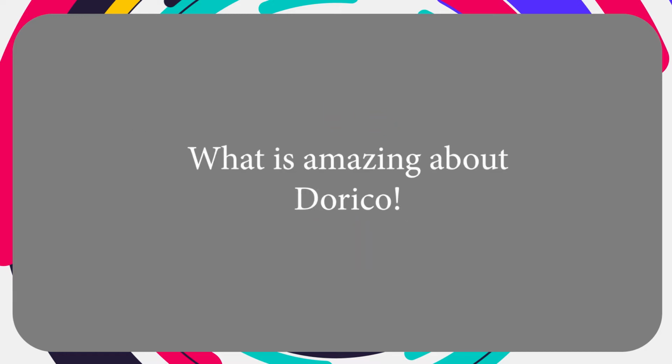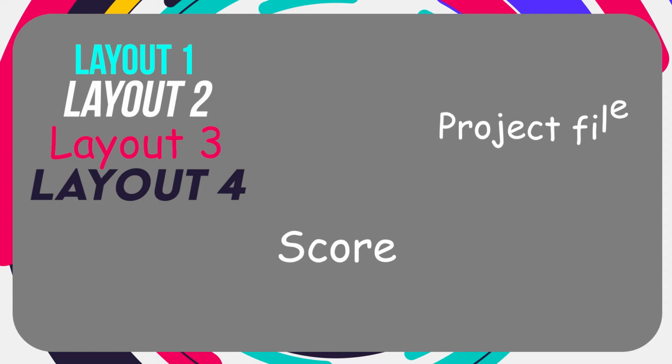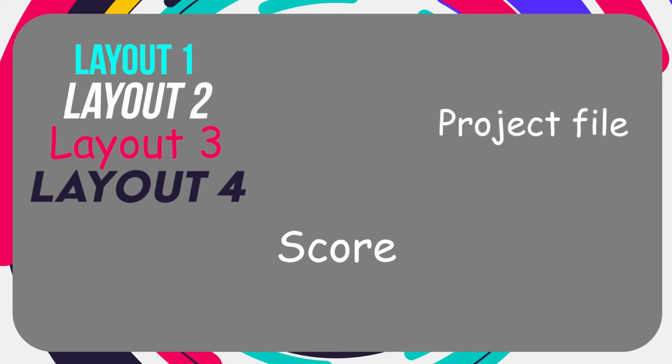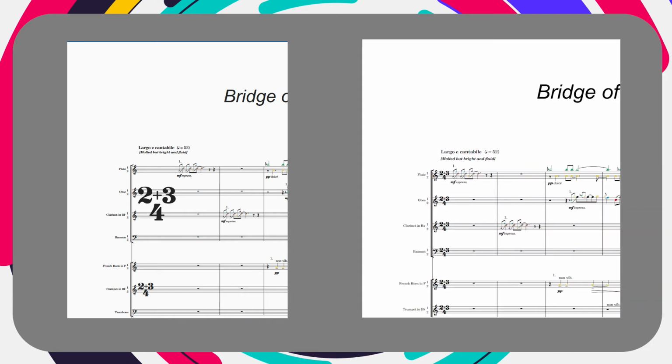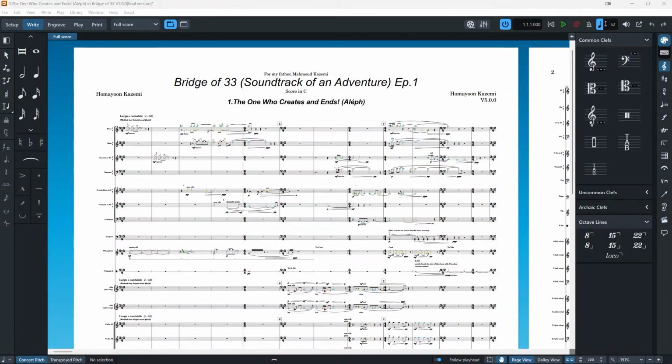And what is amazing about Dorico is that you can have multiple versions of layouts for the same score in the same project file. So for example, the conductor asks you to have a score with big time signatures, but you like yours to have small ones. And this is where layout options come into play. And now you might ask, how are layouts connected to a score and instruments?